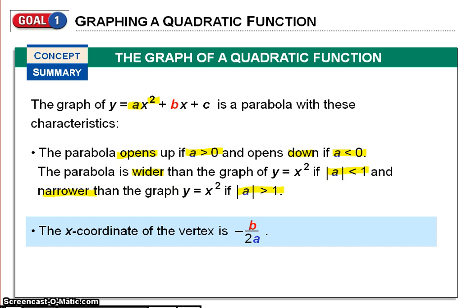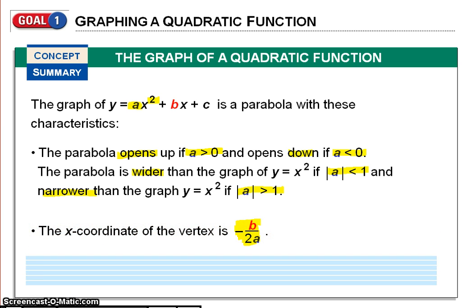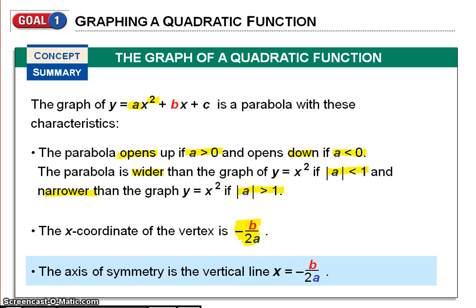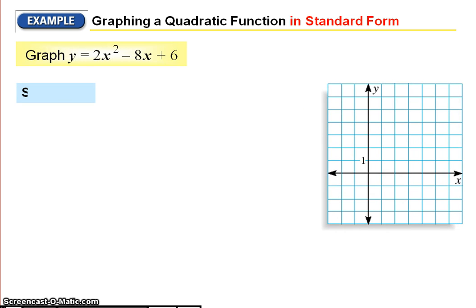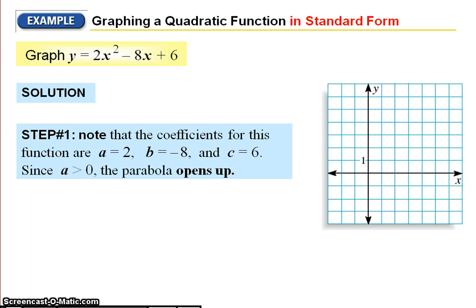The x-coordinate of the vertex is minus b over 2a, so that is something that you do need to memorize. As well, the axis of symmetry is the equation x equals minus b over 2a. It's the vertical line, so it has that equation x equals. And the axis of symmetry, as you remember, is the vertical line going through the vertex.